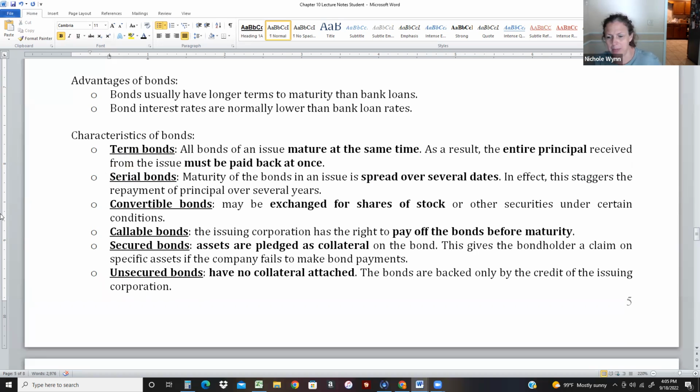So some of the bonds might be 5-year, but some might be 10, 15, and 20. That way the company doesn't have to come up with the principal all on one day.